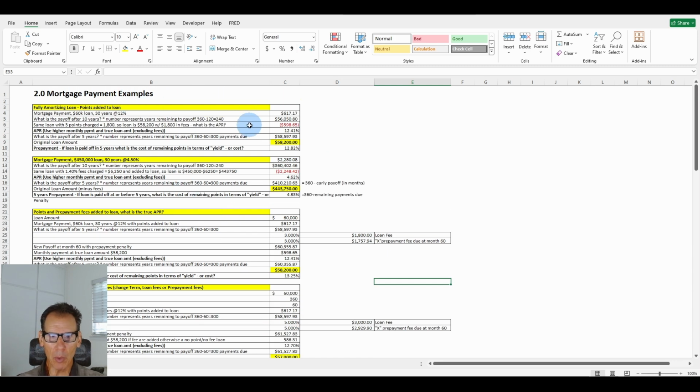Mortgage payment examples. I'm going to run through these quickly. I want you to work through these on your own. They're self-explanatory. There may be a few twists in here, but why don't we just take a quick look?